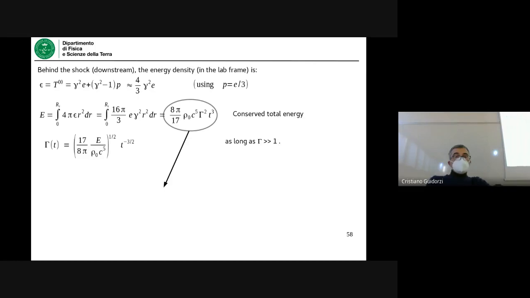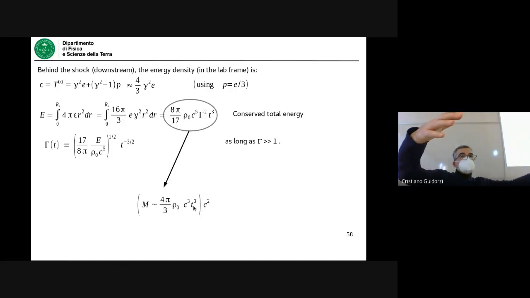The very final observation I want to make: look at the total energy of the fireball. This is constant. You see a gamma squared. If you rearrange terms, ignoring this dodgy coefficient, you have t cubed, rho, c cubed, and c to the fifth, and you can just take c cubed t cubed, which is the radius of the shock. This quantity is the total mass which has been swept up at time t. Times c squared, this is the total rest energy associated with the swept up gas.